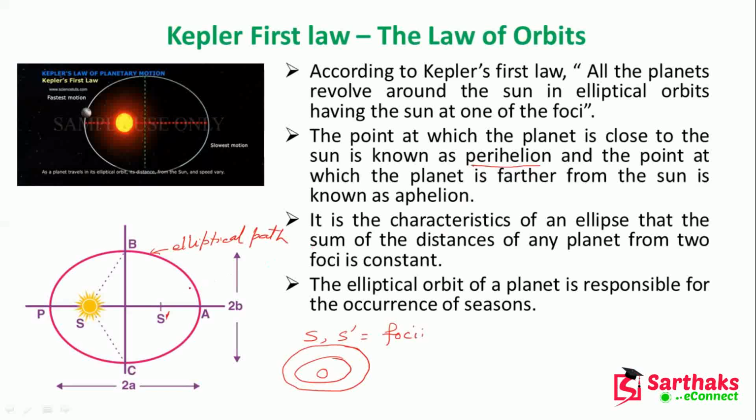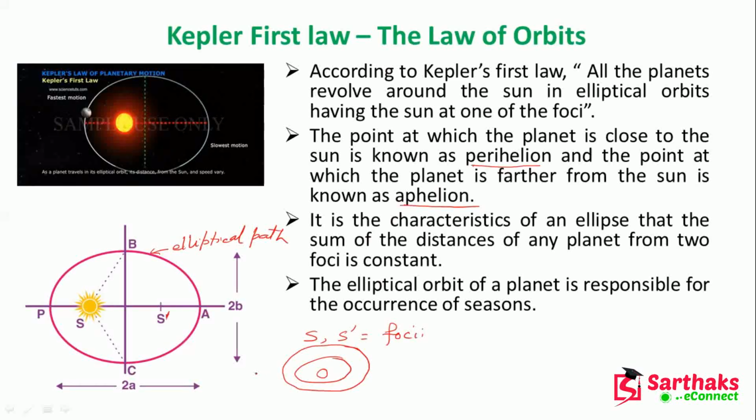The point at which the planet is further from the sun, this point A, is called aphelion. Okay, so you should remember these two terms. One point is very close to the sun, another point is very far away from the sun. The point that is close to the sun is called perihelion, and the point that is far away from the sun is called aphelion. Okay, clear about perihelion and aphelion?